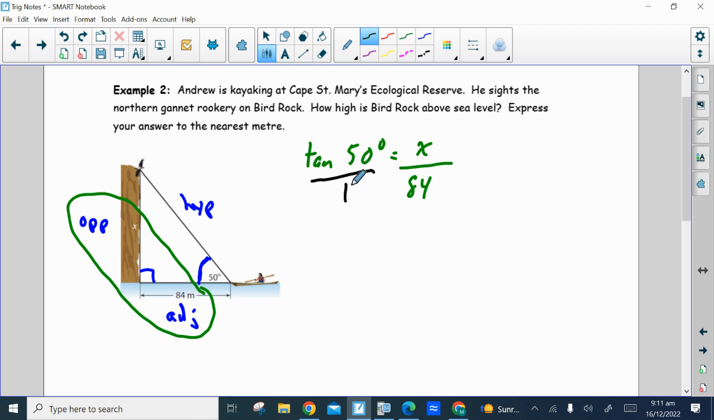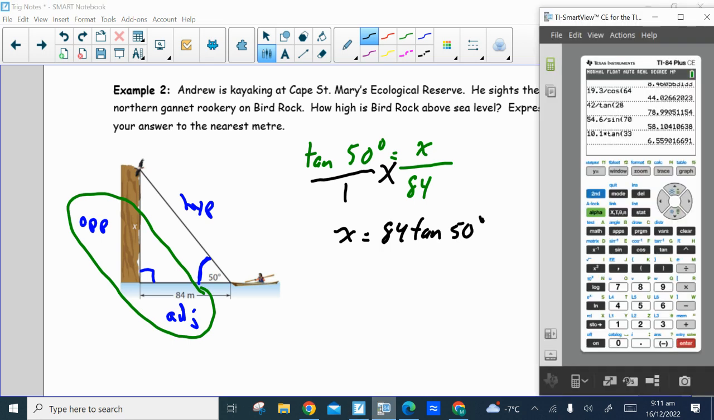Make both sides a fraction. Yes, sir. It's the same result as if you cross multiply. It'll be the same thing. So 1 times x is x, equaling 84 times tan of 50 degrees.